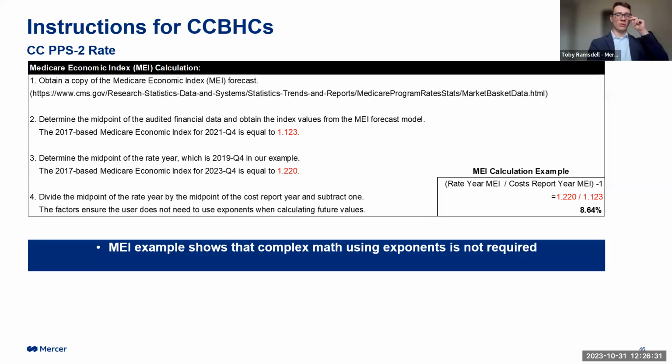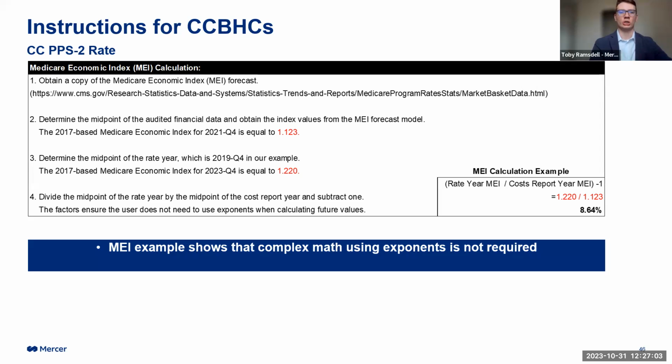All right, let's talk about the Medicare Economic Index. This is pretty straightforward. It's just some very simple math, but you can obtain a copy of the Medicare Economic Index from the Office of the Actuary at CMS. So the link is up here and provided for you. The way that you determine the Medicare Economic Index, and by the way, the factor that we use is the 2017 based Medicare Economic Index. So that is the factor.